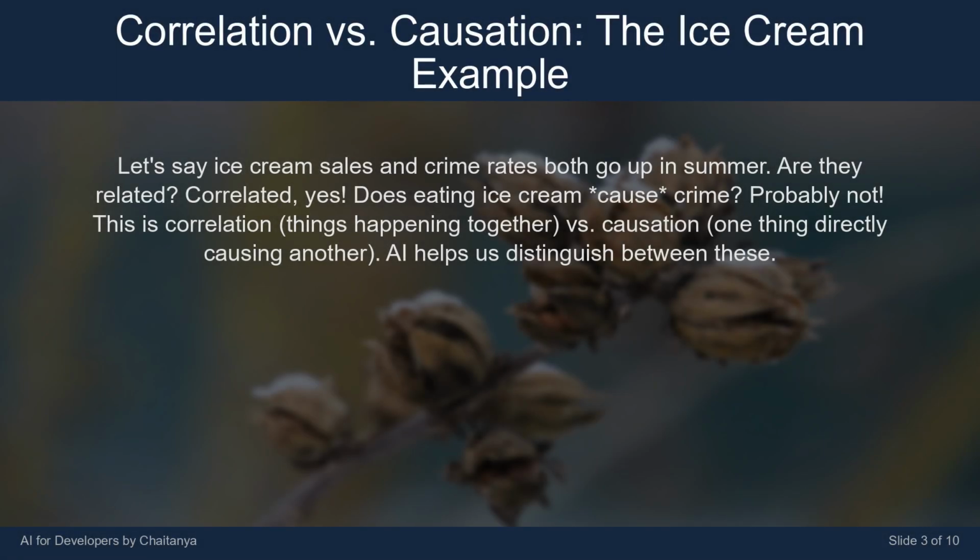Let's say ice cream sales and crime rates both go up in summer. Are they related? Correlated? Yes. Does eating ice cream cause crime? Probably not. This is correlation, things happening together, versus causation, one thing directly causing another. AI helps us distinguish between these.